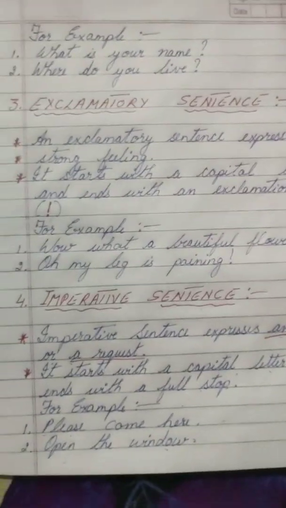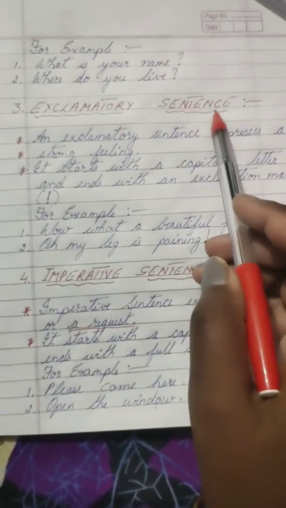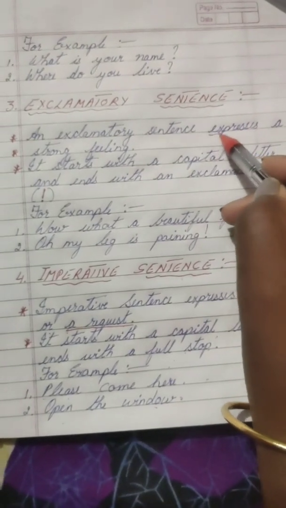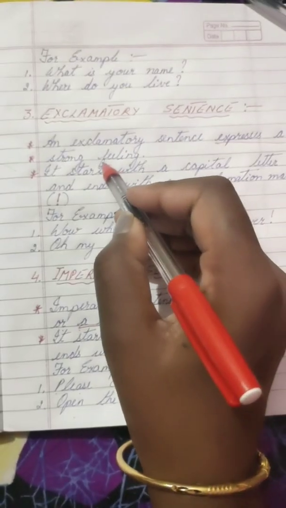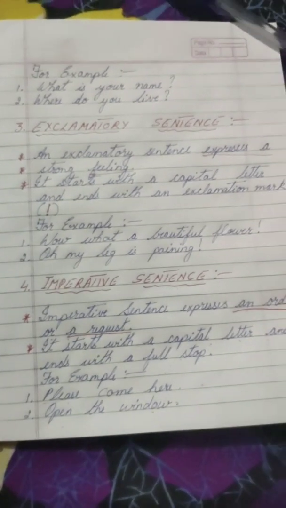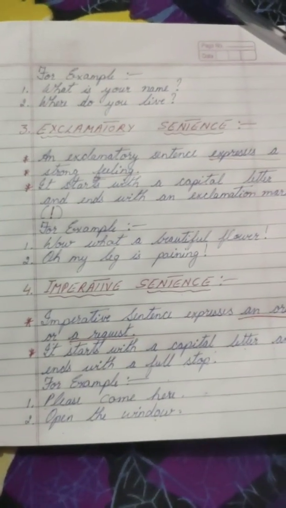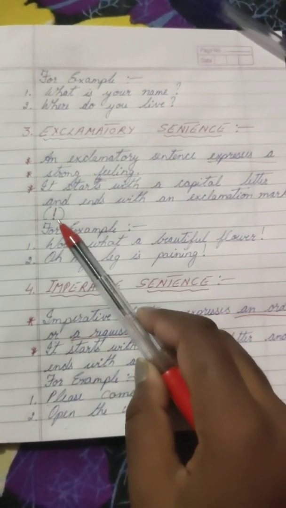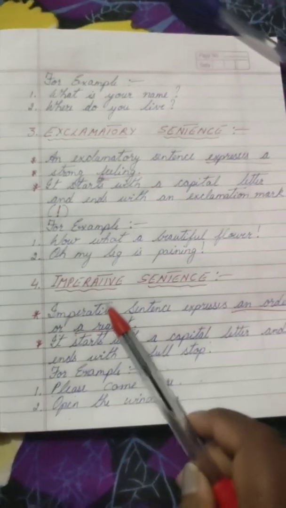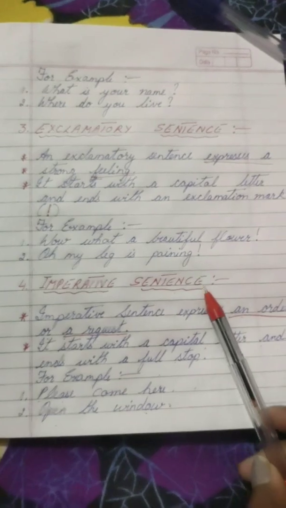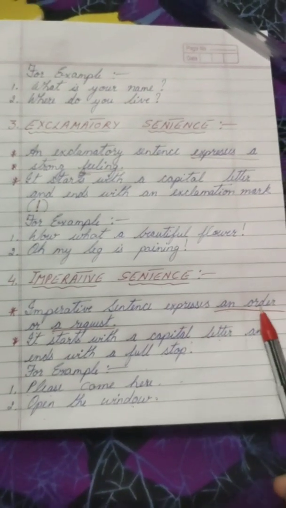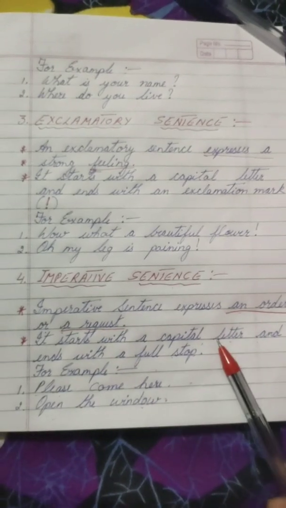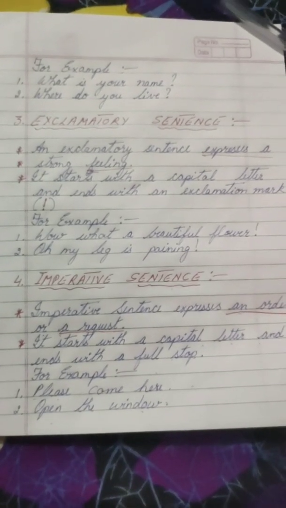And the third kind of sentence is exclamatory sentence. It expresses a feeling. Okay, it can be a happy feeling or a sad feeling. It starts with a capital letter and ends with the exclamation mark. And last is imperative sentence. It is a sentence that expresses an order or a request. Okay, it starts with a capital letter and ends with a full stop.